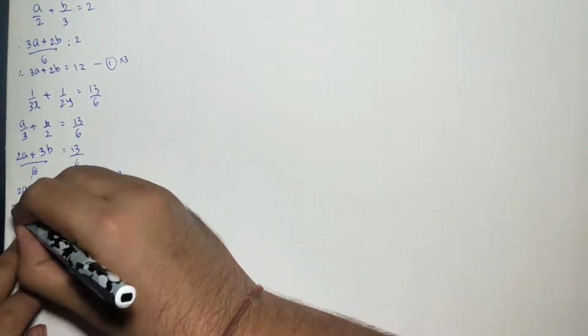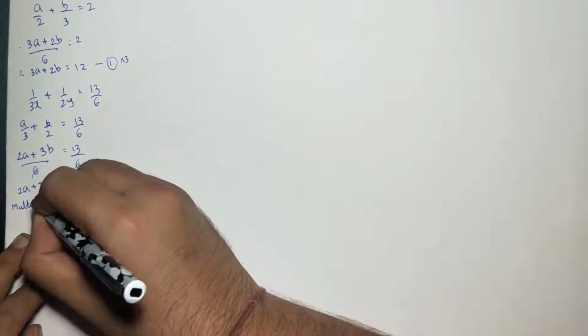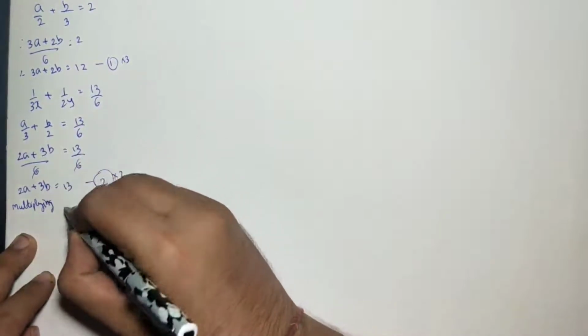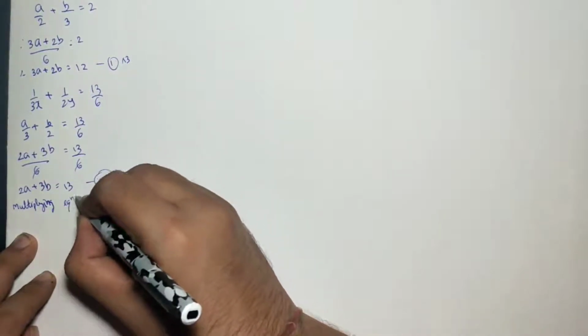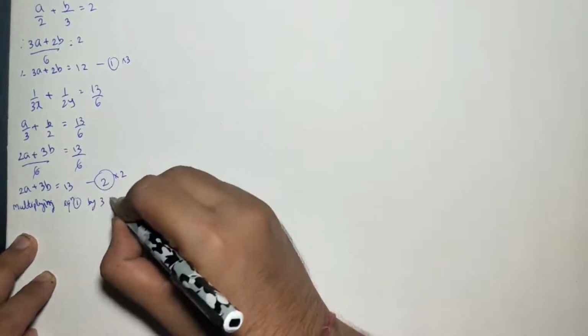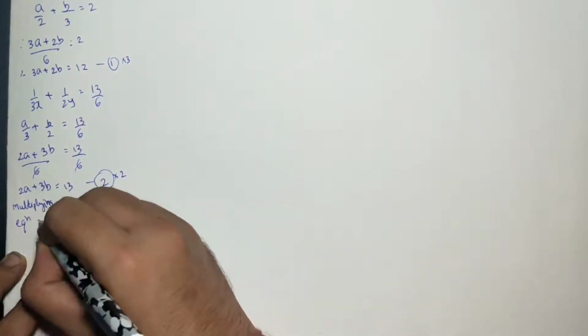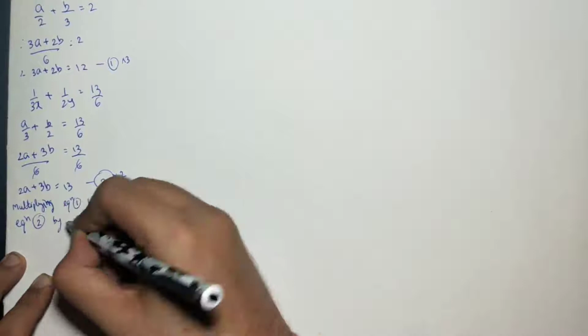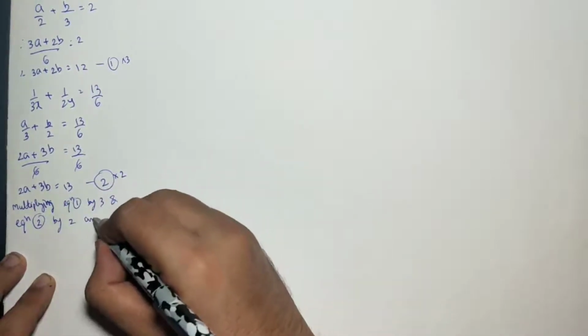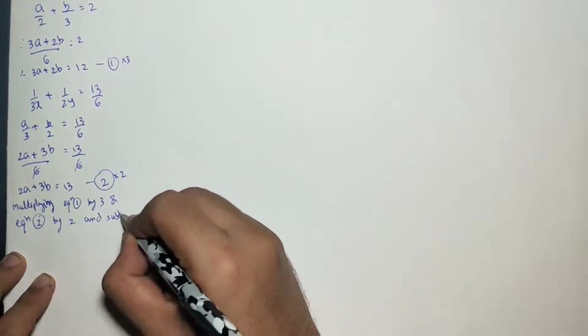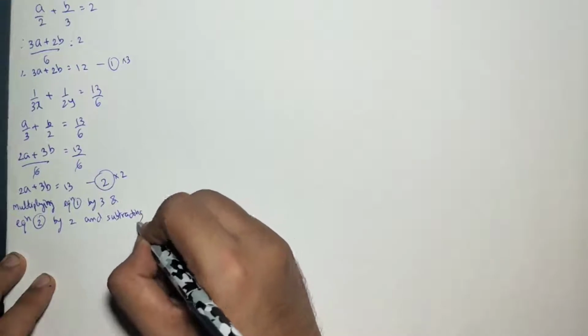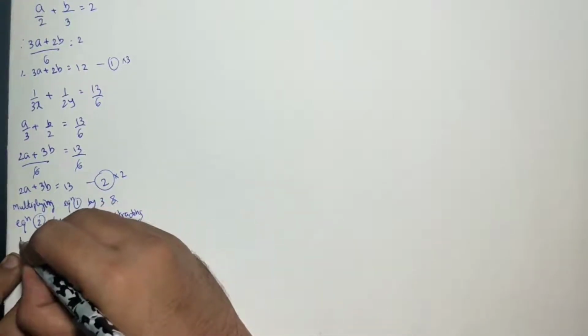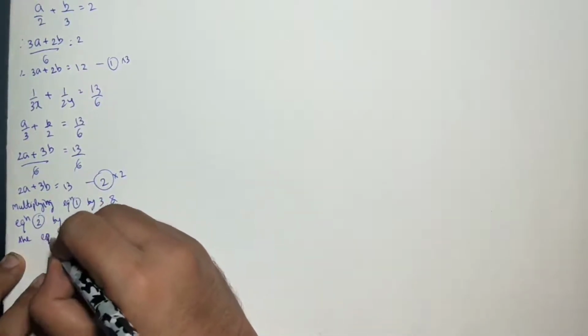So multiplying equation number 1 by 3 and equation number 2 by 2 and subtracting the equations.